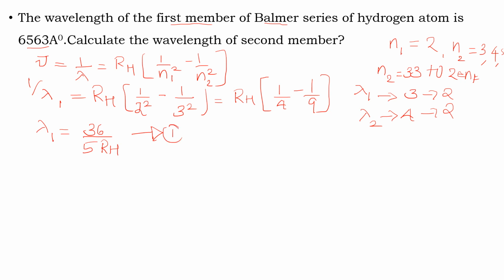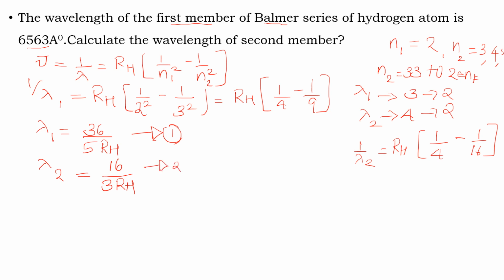This is the first equation. Similarly, lambda 2 can be represented as 1 by lambda 2 is equal to Rh into 1 by 2 square minus 1 by 4 square. That is, 1 by lambda 2 is Rh into 1 by 4 minus 1 by 16. And this can be written as lambda 2 is 16 divided by 3 Rh. And this can be considered as equation 2.